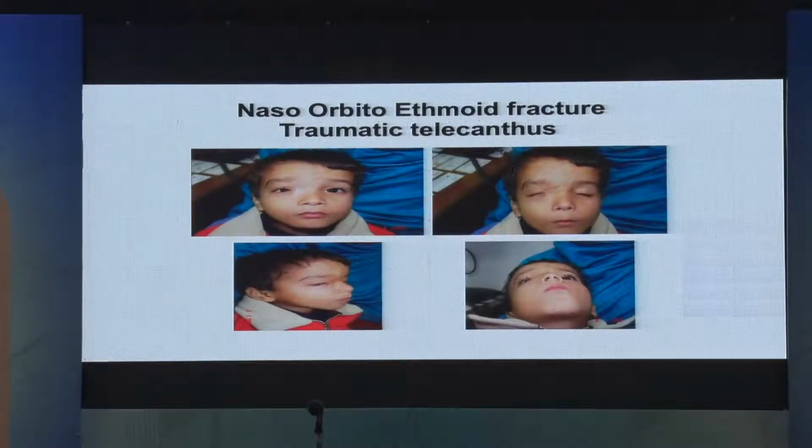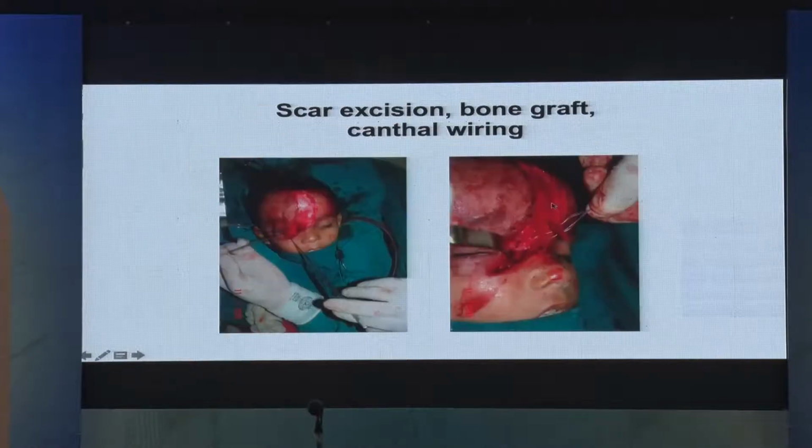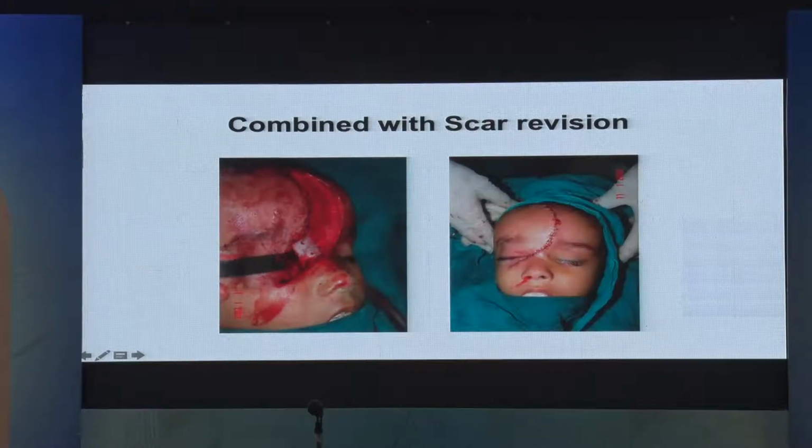So a Naso Orbito Ethmoid fracture of such a severity can be taken care of by placing some bone which will provide the position for anchorage of a transnasal wire, and you can get a reasonably good correction along with a scar revision.